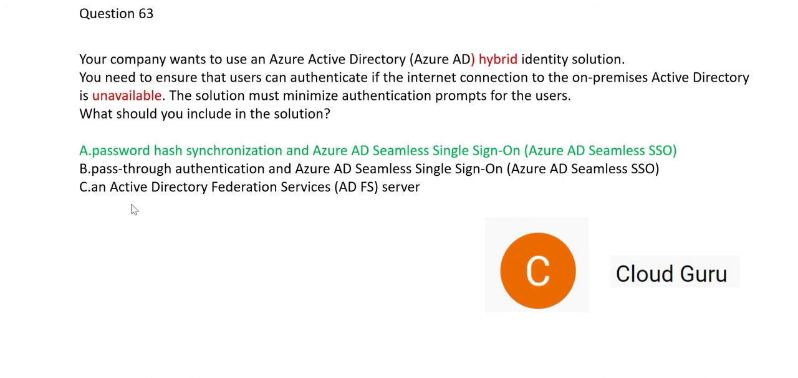So option C, federation. Always remember in federation what happens is the request is sent to on-premises Active Directory for authentication. And since the internet connection is not there, the request will fail and hence C will not work. It is wrong. So A is the final answer.